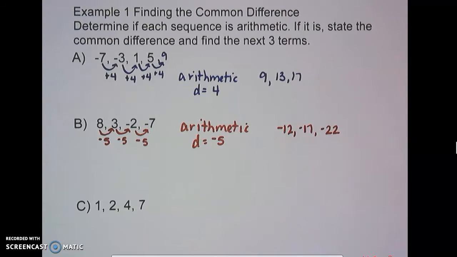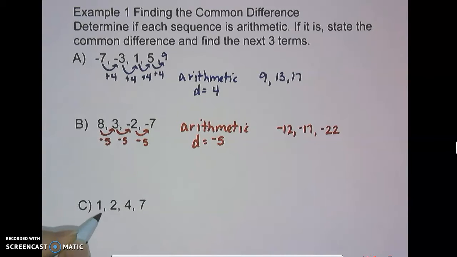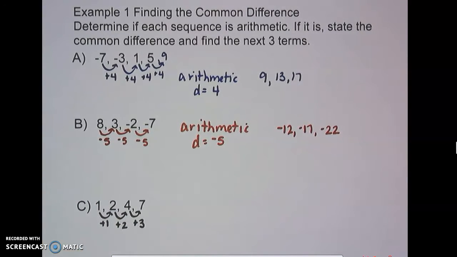All right, last one here. We have 1, 2, 4, and 7. To go from 1 to 2, we're adding 1. From 2 to 4, we're adding 2. From 4 to 7 is adding 3. Is that arithmetic? Did we do the same thing every single time? No.